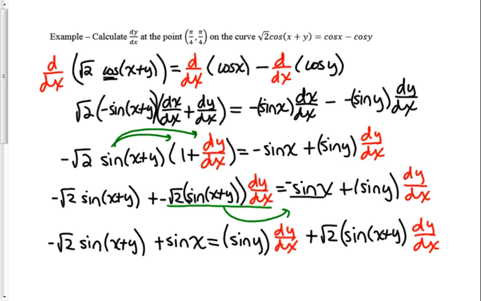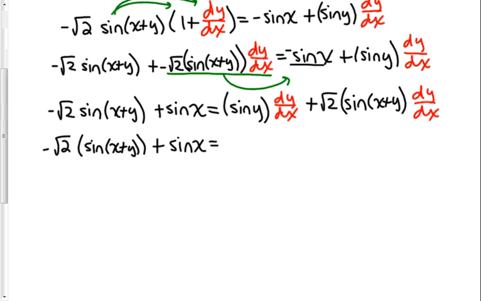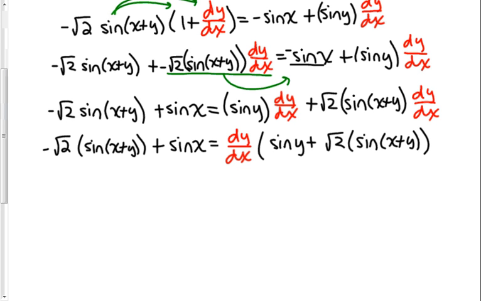From here, I need to factor out my dy dx so that I can then divide both sides by it. So factor by GCF, my dy dx comes out. I'm left with sine of y plus square root of 2 times sine of x plus y. And now I need to divide both sides by my sine of y plus square root of 2 sine of x plus y.